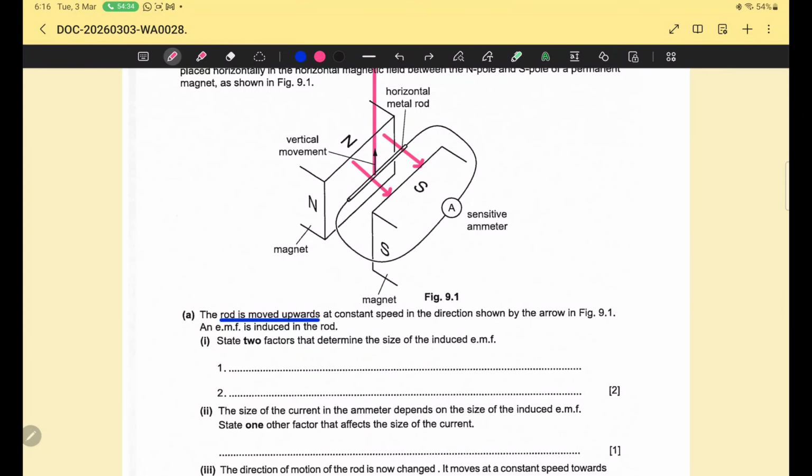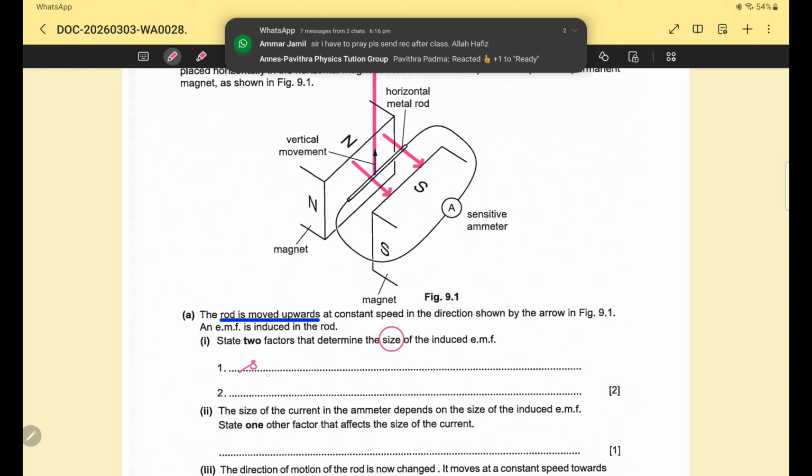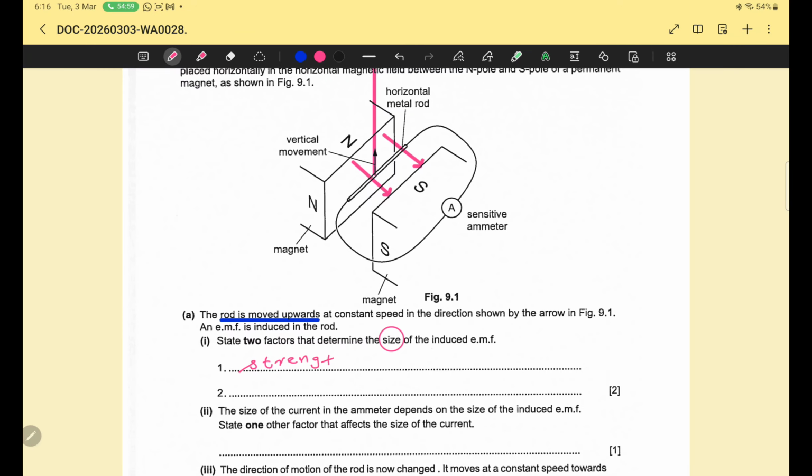In this magnetic field chapter, if you use a strong magnet, then a greater induced EMF is produced. So factor number one: the size, meaning magnitude, of induced EMF depends upon the strength of the magnetic field. If the magnet is strong, then greater induced EMF is produced.